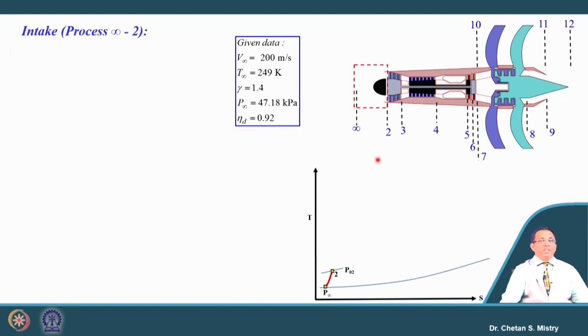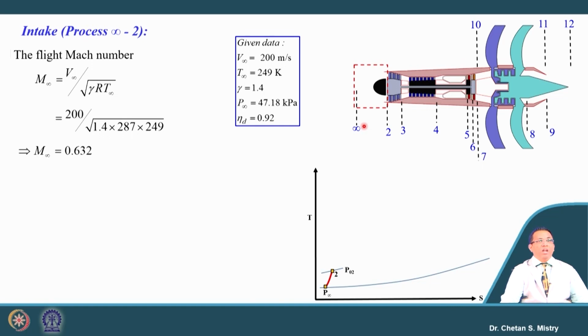Here in this case, let us say our first component is the intake, and for that intake we have information about the flight velocity, which is 200 meter per second. It is flying at 6 kilometer altitude, where pressure and temperature are also known to us. Based on that we can calculate our flight Mach number, that is 0.632.